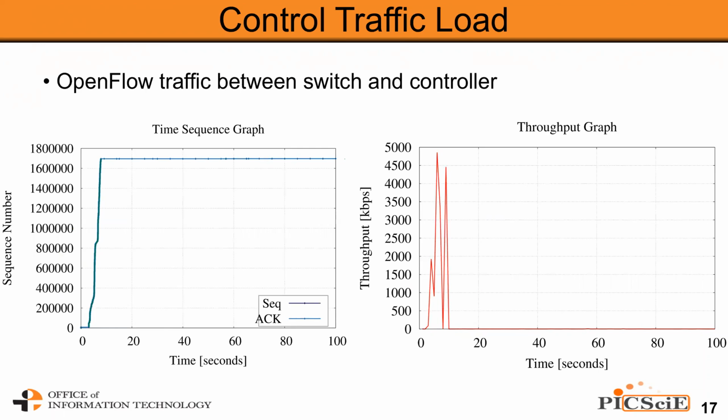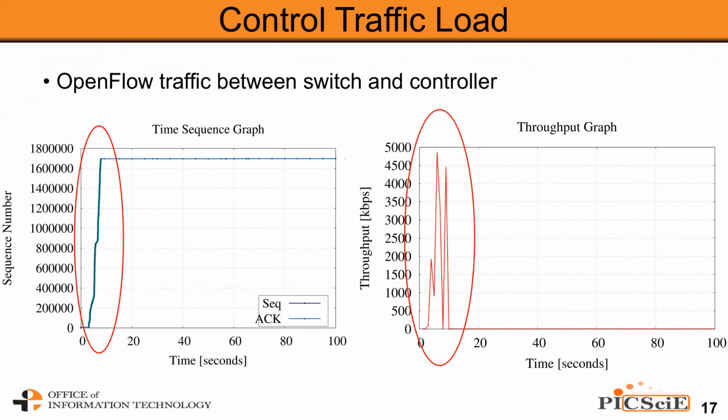As you can see on the left, you can see a lot of startup packets going back and forth between the switch in terms of OpenFlow traffic. On the right, you see the throughput. You can see it kind of max around 5 Mbps, 5 megabits per second, which is again not that serious.